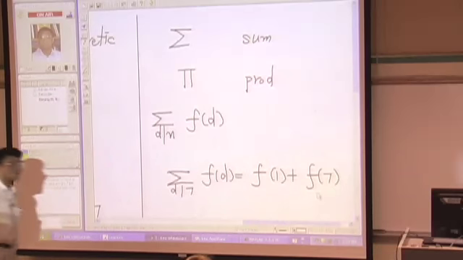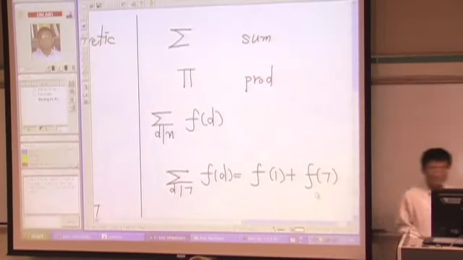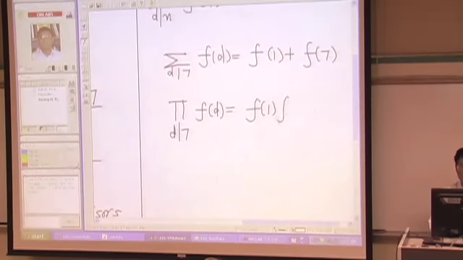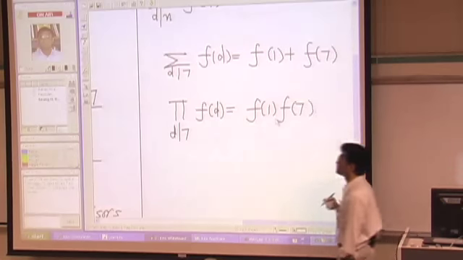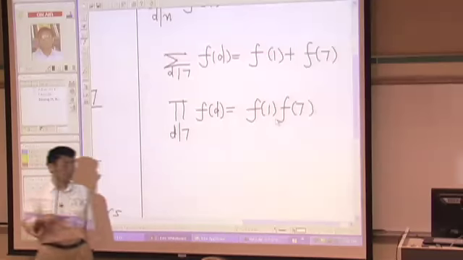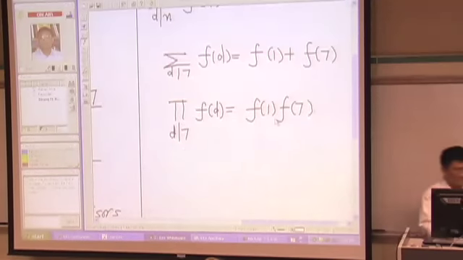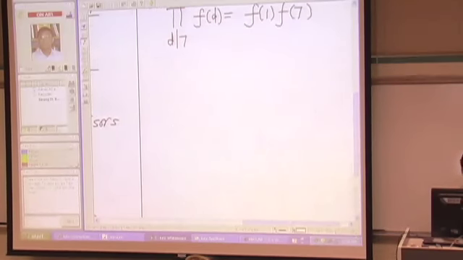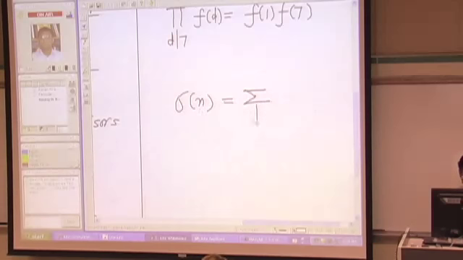Do you get it? Then product. Product of d dividing 7, f(d). Then what is it? f(1) multiplied by f(7). So these are notations that we will use in the following sections. In this sense, we can write the sigma function this way. Sigma of n can be written this way. Sigma of n is this n written here. Do you get it?